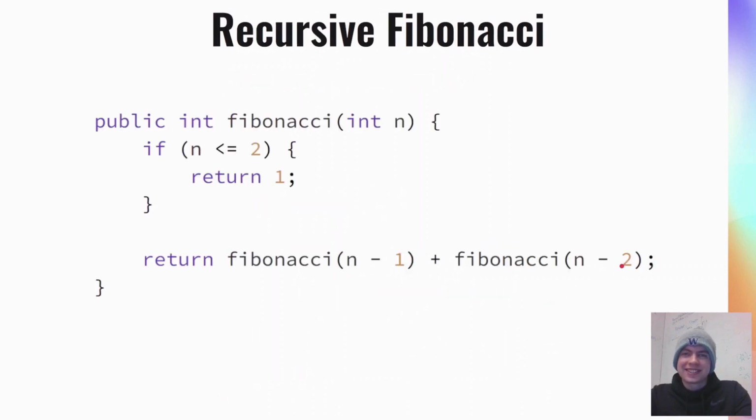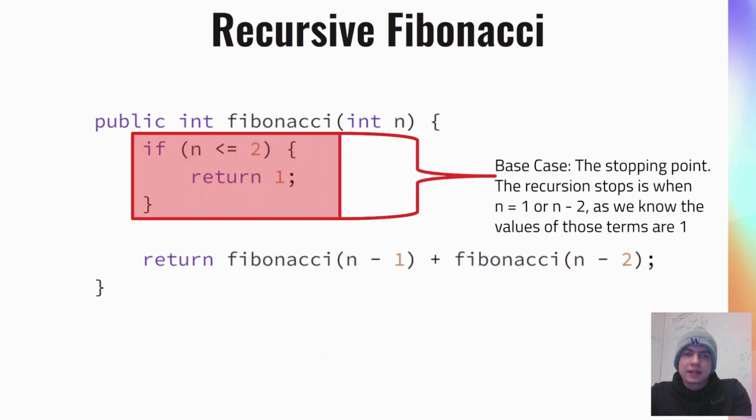Here's the recursive solution. It's literally 1, 2, 3 lines of code. So, like with the iterative solution, we return 1 if n is less than or equal to 2. Otherwise, we want to return the (n-1)th term plus the (n-2)th term. Isn't it clean? This first bit is the base case.